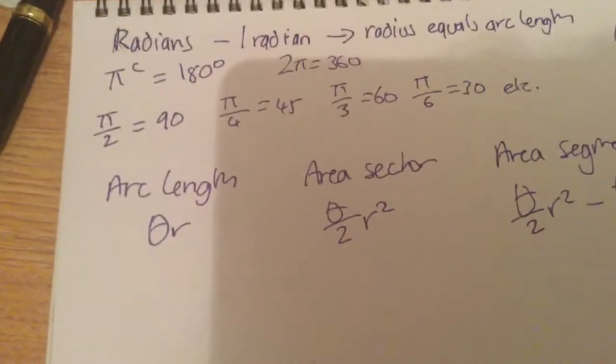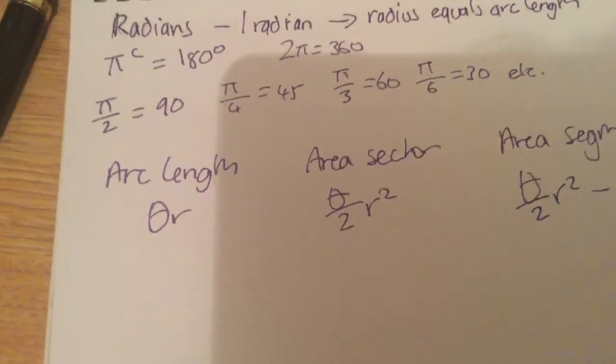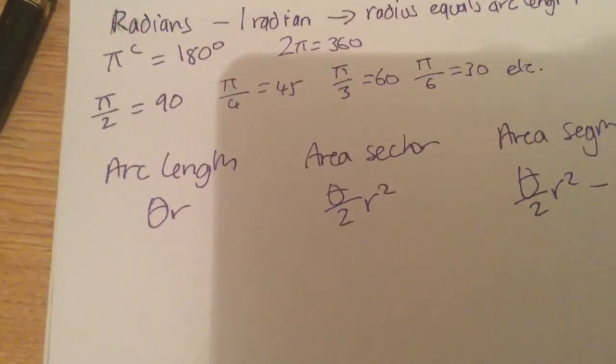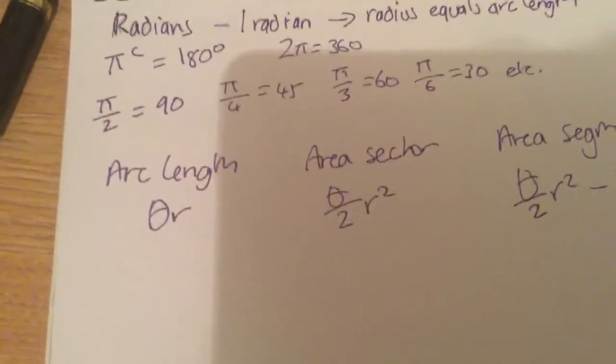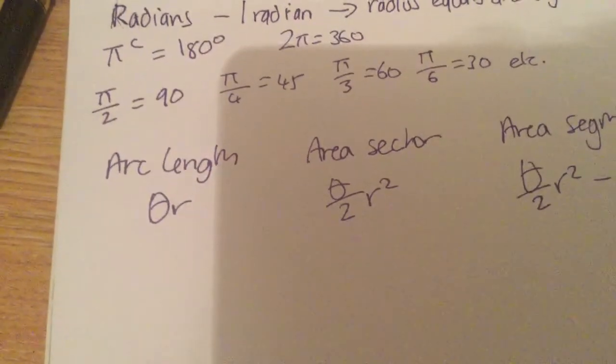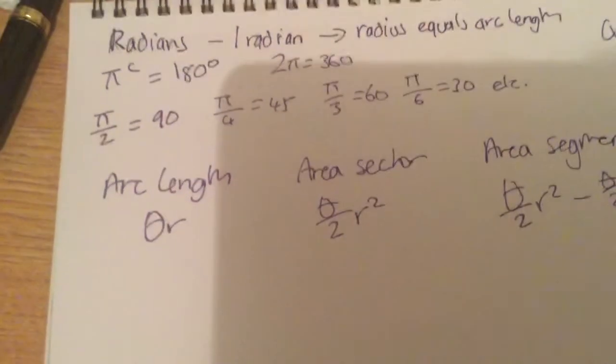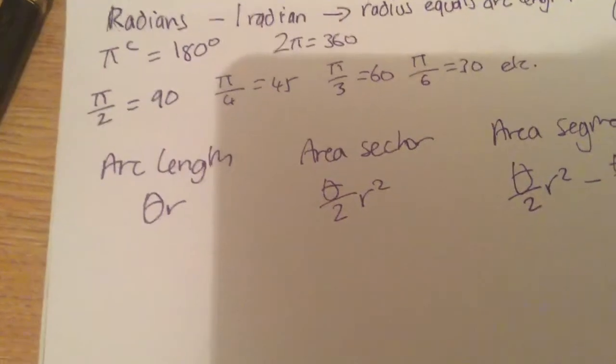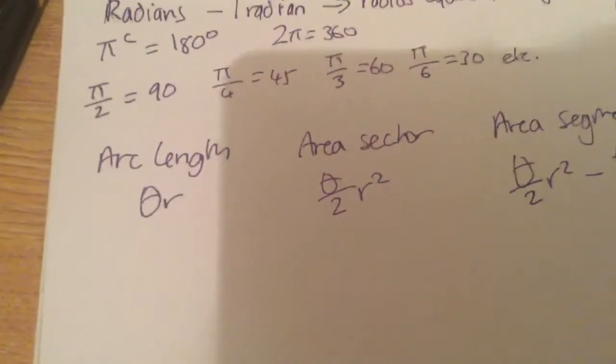What's the main use of it? Obviously, the one that I told you the most of was the differential of sine being cos. That only works for radians. It doesn't work for degrees. So that's an incredibly useful thing, knowing that sine differentiates to cos and cos differentiates to minus sine, etc.